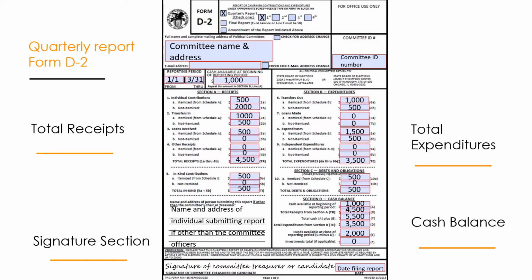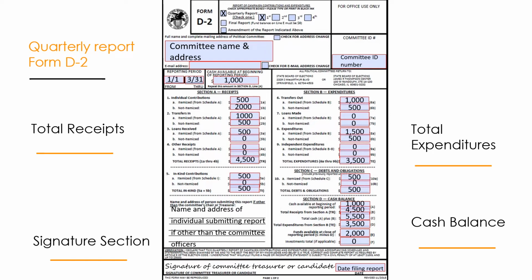For a final report, check the box marked final, as it will indicate to the board that the information contained in this D2 is the last financial disclosure of the committee and that the committee's balance has been zeroed out. If a committee is making an amendment to a previously filed quarterly report, you'll need to check not only amendment, but also one of the 4 corresponding quarter boxes to indicate which quarter is being amended.